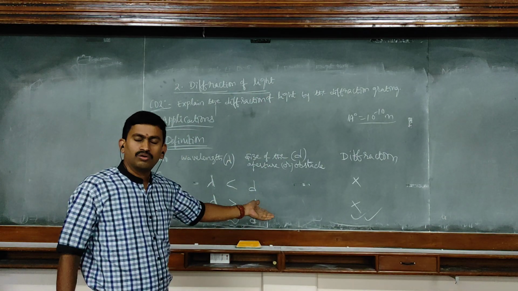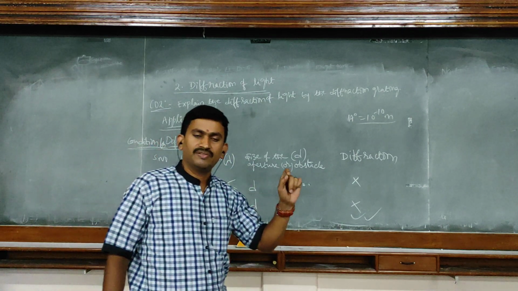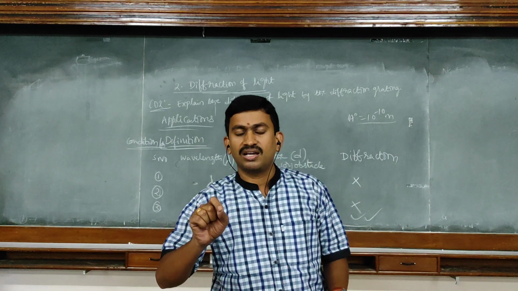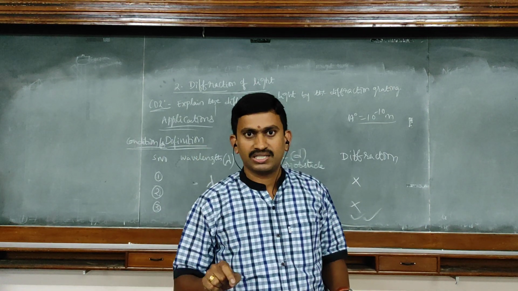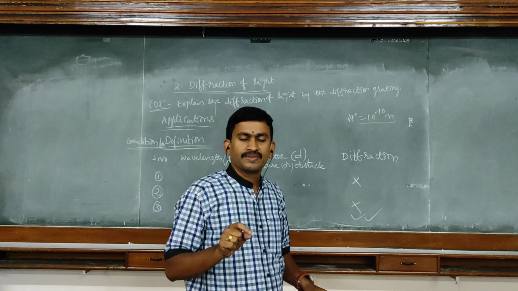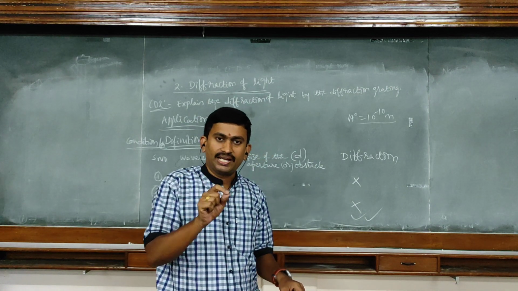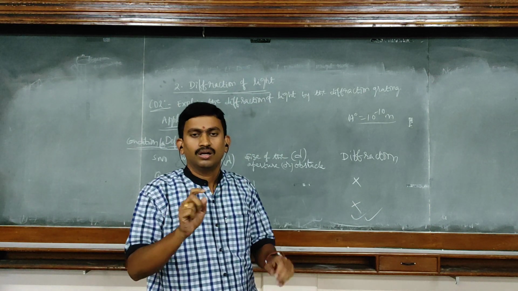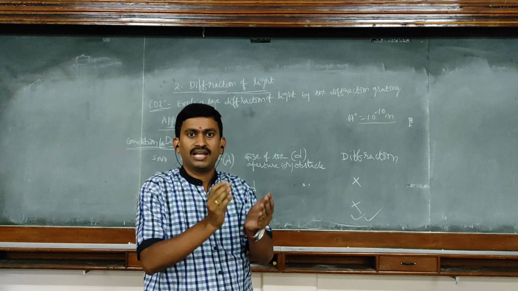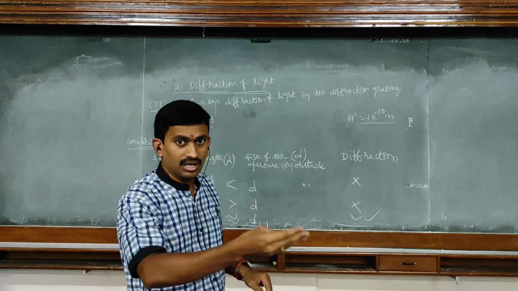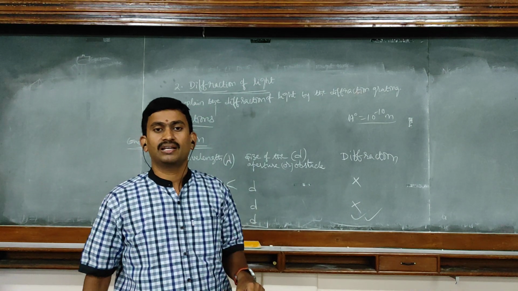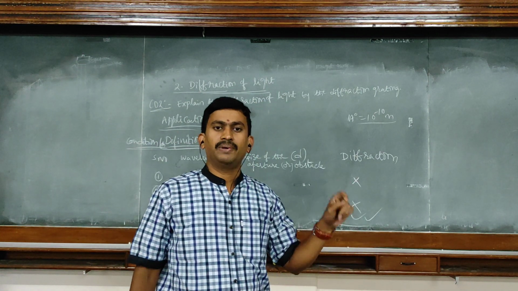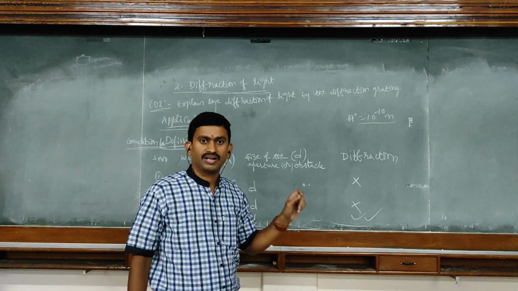So all of you note down this. I am repeating the definition of diffraction of light. All of you listen carefully. When light falls on an obstacle or an aperture, the light ray bends at the edges or corners of the obstacle or aperture, and bends around and enters the geometrical shadow of that obstacle or aperture. This particular bending of light we call diffraction.